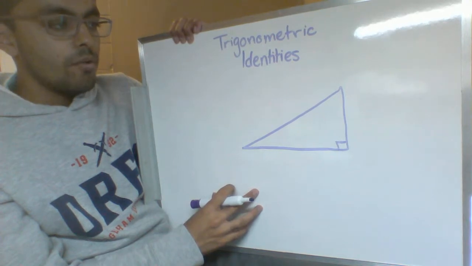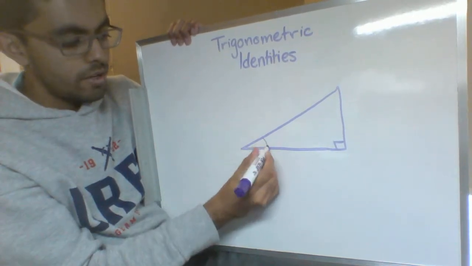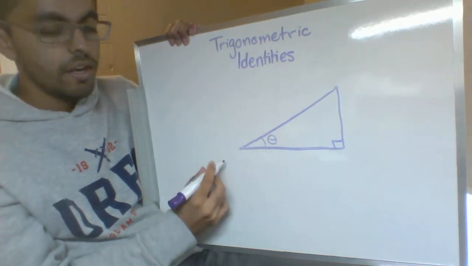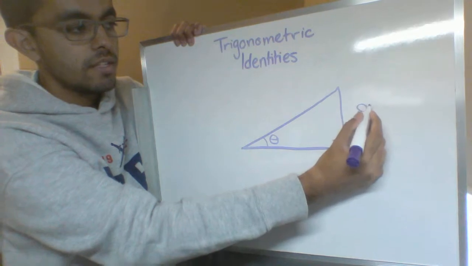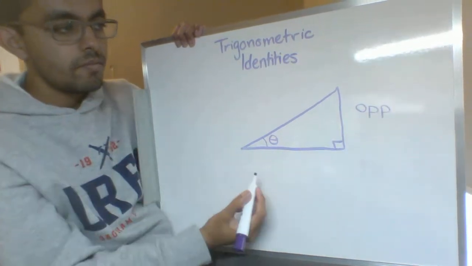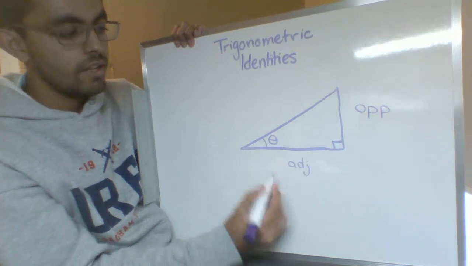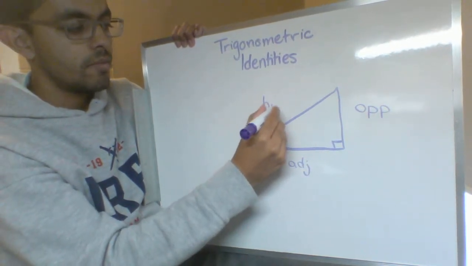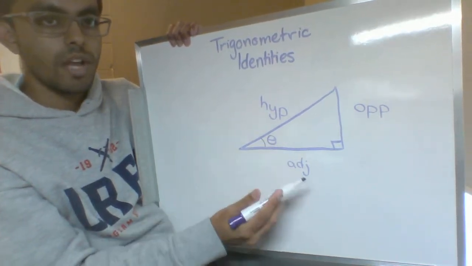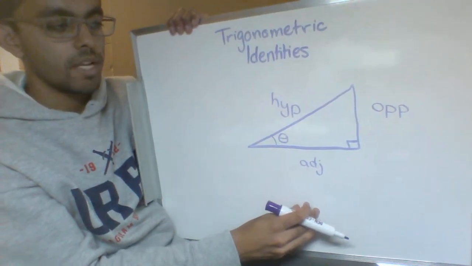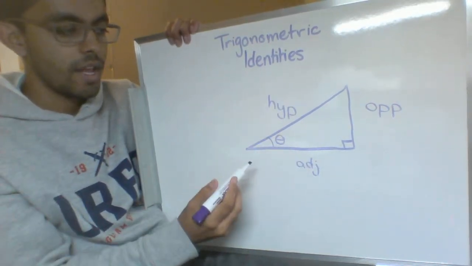Now, we already know how sine and cosine and tangent work, so if I put an angle theta over here in this corner, then you know that this side over here is the opposite side. You know this side down here is the adjacent side, and this side up here is the hypotenuse. This one doesn't change regardless of which angle you're interested in, because we have a right triangle, so the hypotenuse is always across from the right angle.